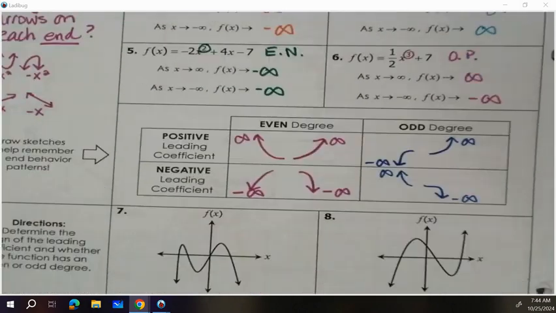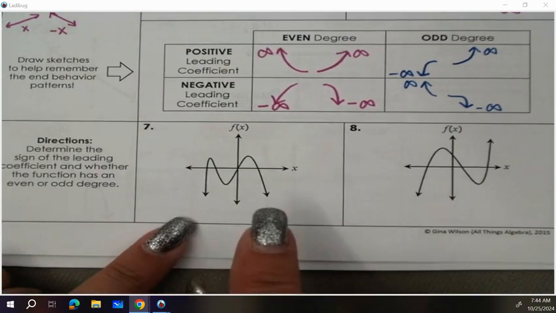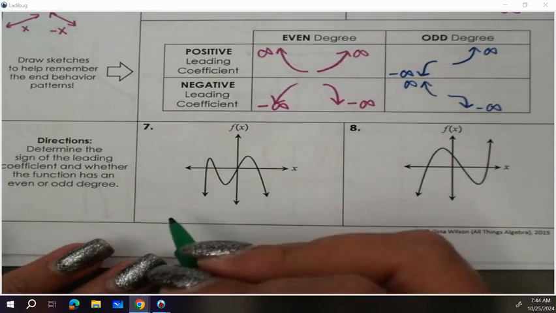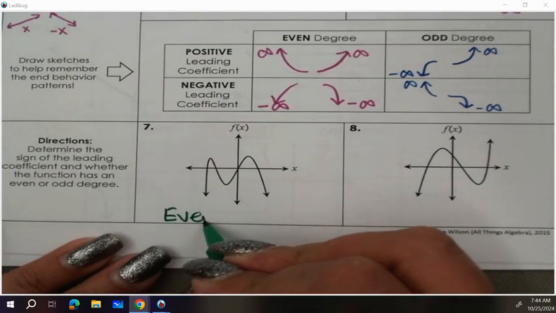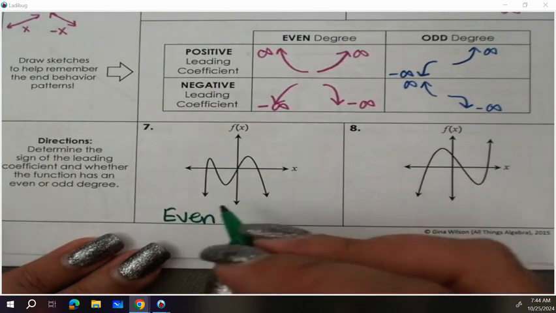All right, we already filled that chart in, so come down here. This says determine the sign of the leading coefficient and whether the function is of even or odd degree. So I just want to look at this one, and I want to figure out, first of all, is it even or odd? Are they going the same direction or opposite directions? They're going the same, so it's even. And is my leading coefficient positive or negative? Negative, because they're both going down.